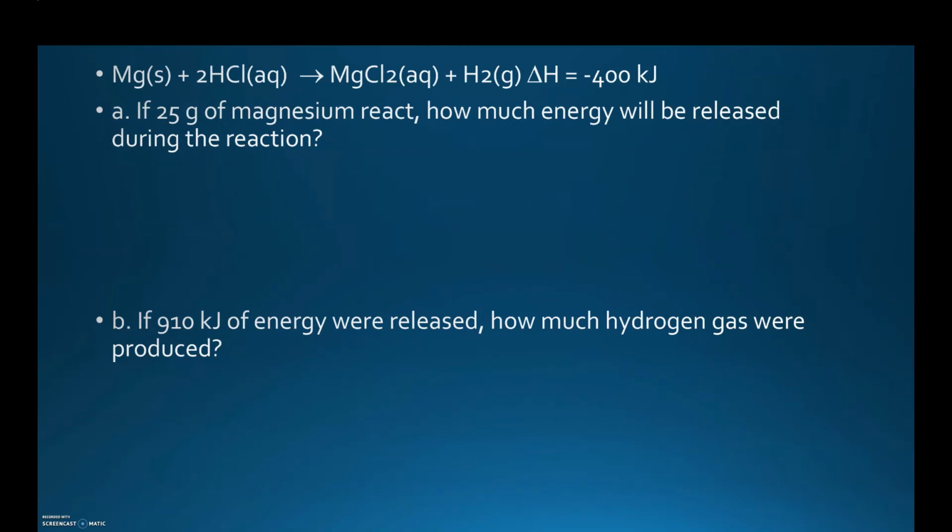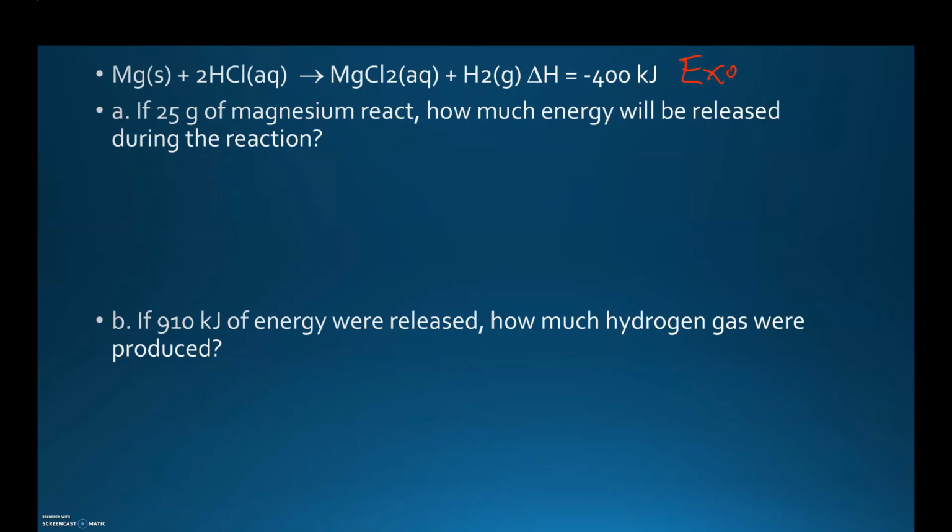Here's an example where we take magnesium and react it with HCl to form magnesium chloride and hydrogen gas. This problem tells you that the delta H is equal to negative 400 kilojoules. That might be given to you, may not. In this particular problem, it is given to you. So that means in this particular reaction, it was measured that 400 kilojoules are released. Notice that the negative sign tells you that this reaction is exothermic.